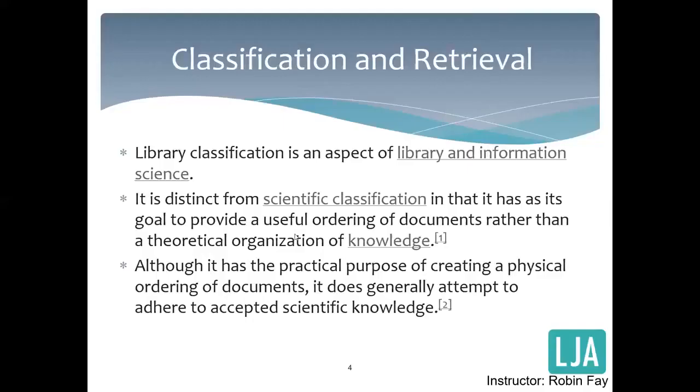You might have studied, maybe when you were studying biology at some point in your life, the scientific classification, where things actually have an order in terms of how they're classified according to their species and things like that. Library classification is a little bit different from that. It's really about providing that useful order of documents, or in the case of what a lot of libraries collect, just a variety of resources, rather than that theoretical organization of knowledge.